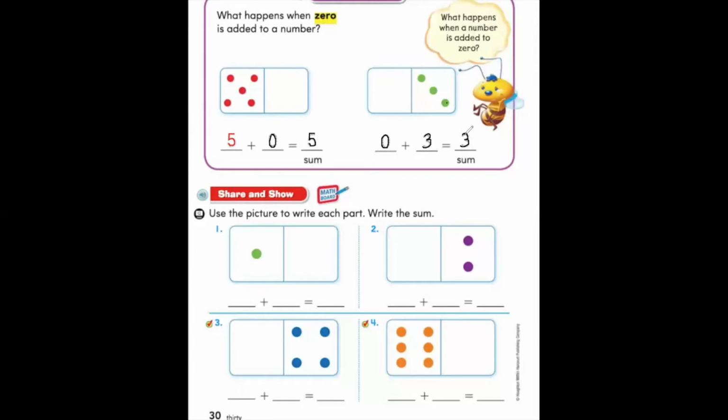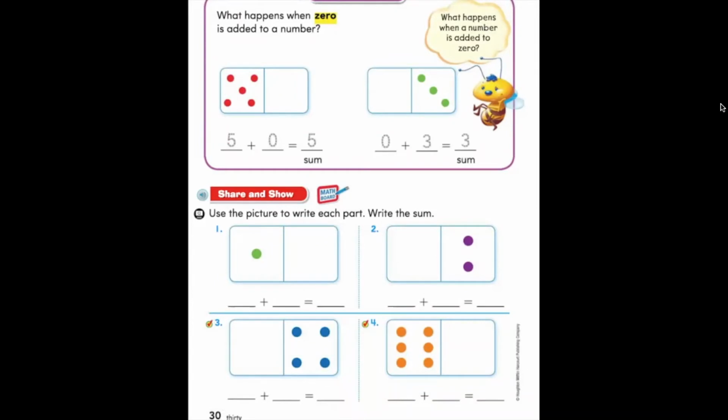Now, does it matter if the first number or the second number is 0? No. It is still going to give us the same answer even if the first number is 0 or even if the second number is 0.